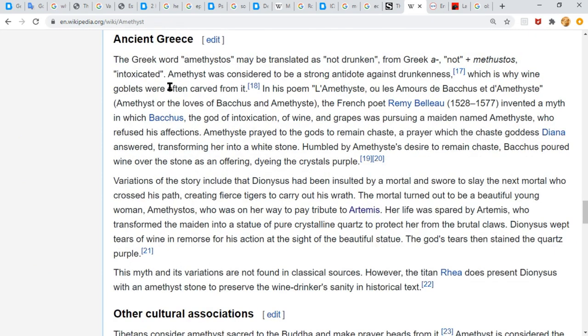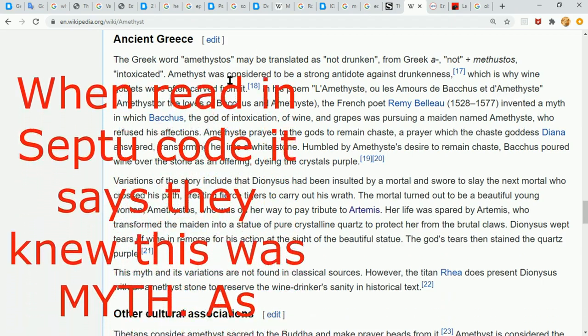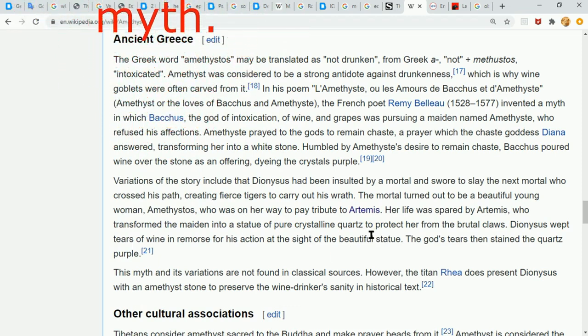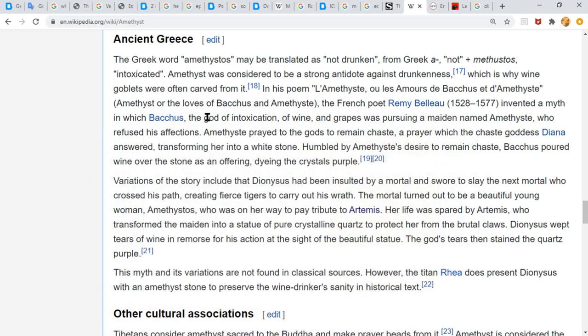And so we learned something by looking at the Greek history. It's translated as not drunken, and this is why they made their goblets out of it, to keep you from getting drunk. And the story was a couple different stories, that it was that Bacchus, the god of intoxication, of wine and grapes, was pursuing a maiden named Amethyst, who refused his affections.